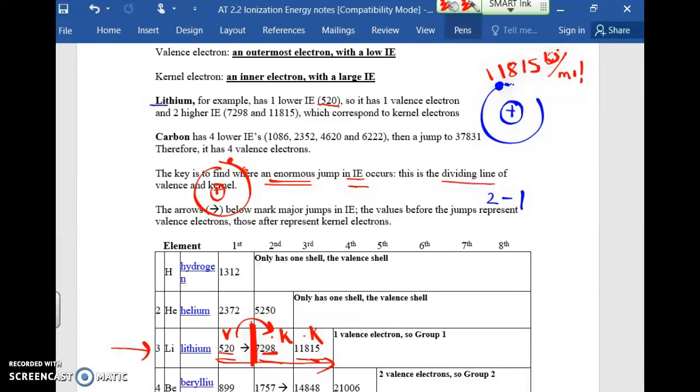So based upon this, I see that there is one low number relative to the other numbers. That must mean that there's one valence electron in the atom, and group 1 elements always have one valence electron. Let's move along down the list of atomic numbers.